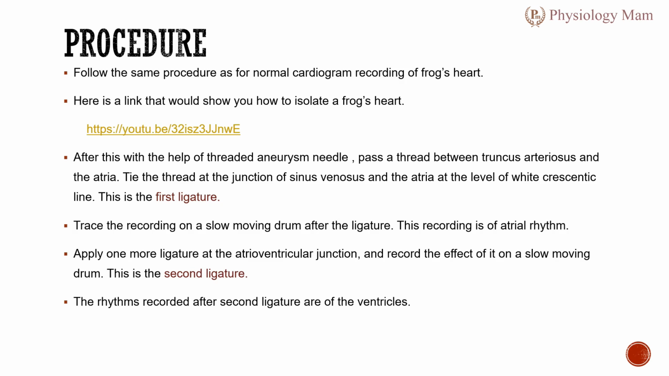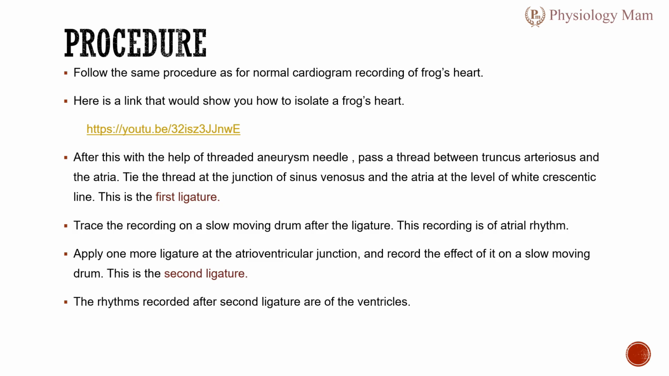After you have tied the first ligature, mount the lever again for the recording position and take the recording. Once you see this recording on a moving drum, the first thing that comes to your head is that the number of heartbeats has reduced compared to the previous recording of the normal cardiogram. This recording is the atrial rhythm.